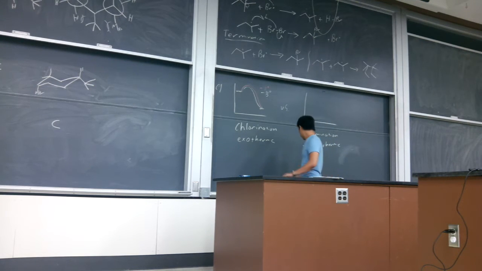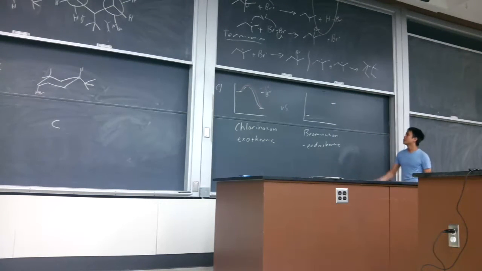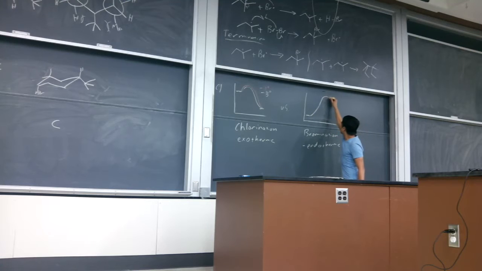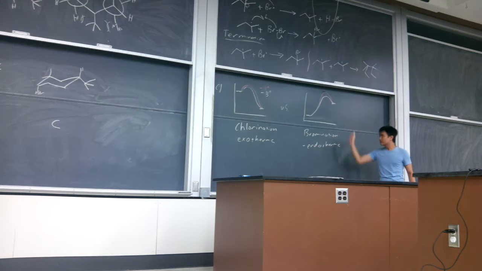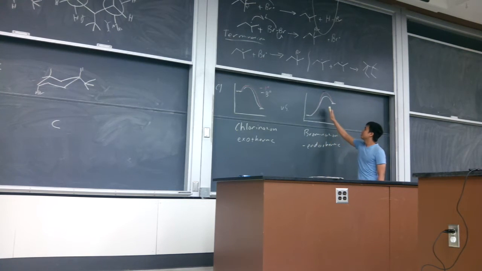Okay? Now, for bromination, it's endothermic. So we start off here, and we end up at some higher energy state, right? So I would draw it like this. Okay? And then for the pink one, something like that, right? Same thing. Now the difference between fluorination and bromination is that for bromination, this activation energy is closest to products. And that's what the Hammond postulate is.